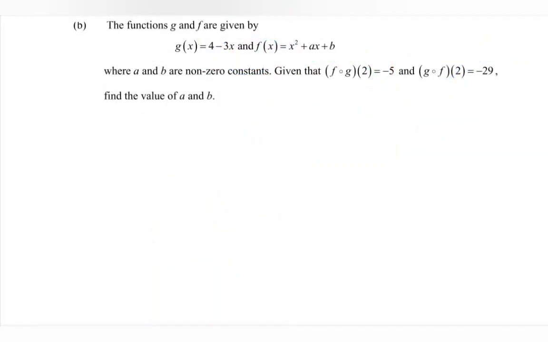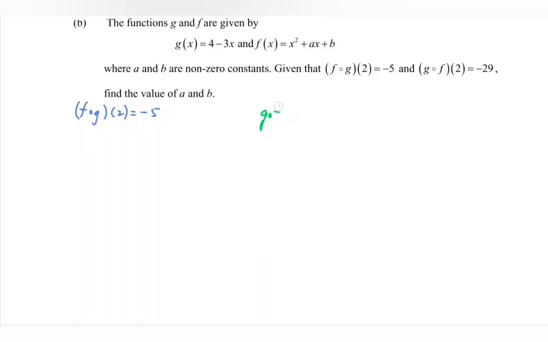Continue with part b. The functions f and g are given as follows, where a and b are non-zero constants. Given that fg(2) is equal to negative 5, and gf(2) is equal to negative 29. Kindly substitute. For fg, substitute the 2 into g, where we have 4 minus the 6.